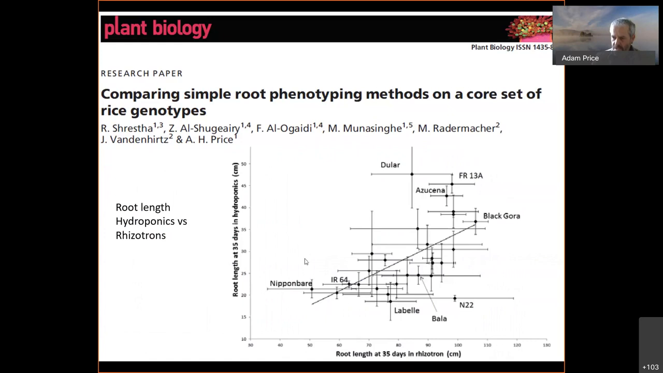This graph I like from this study, which is comparing different systems, because this is root length in rhizotrons versus root length in hydroponics, and you can see the relationship is reasonable. It could be better, but there are very clearly some cultivars that do much better in hydroponics than they do in rhizotrons, and we don't know why, so it would be nice to know.